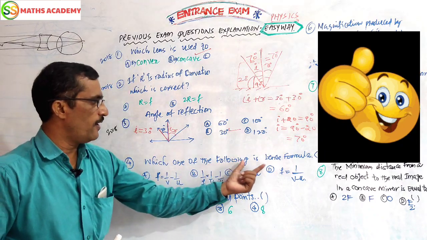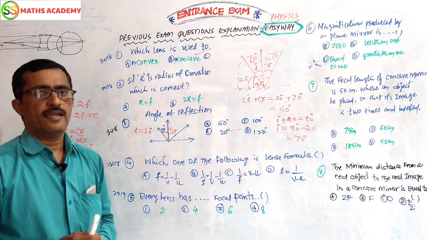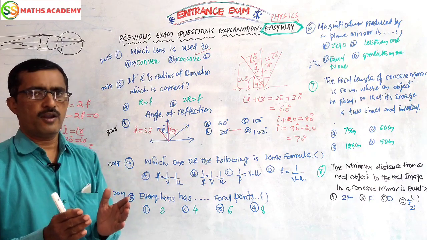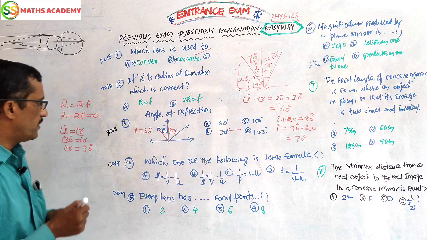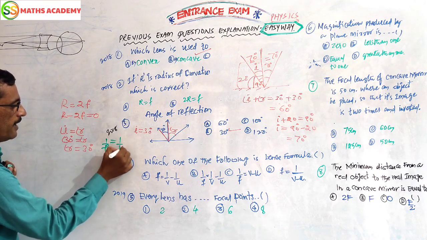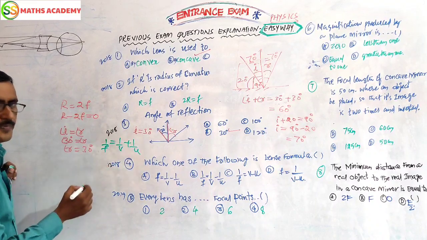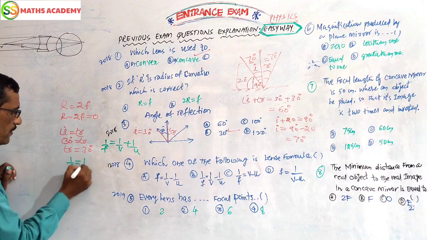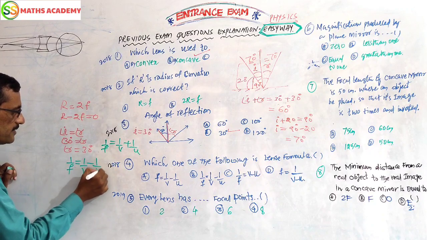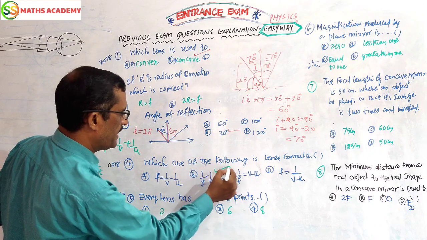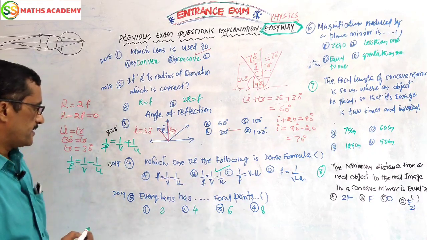Okay, which one of the following is the lens formula? Actually, it's a very easy question, children. If you know the mirror formula, you can answer this question also. Generally, the mirror formula is 1 by f equal to 1 by v plus 1 by u. But in the case of the lens formula, 1 by f equal to 1 by v minus 1 by u. So B is the correct answer.